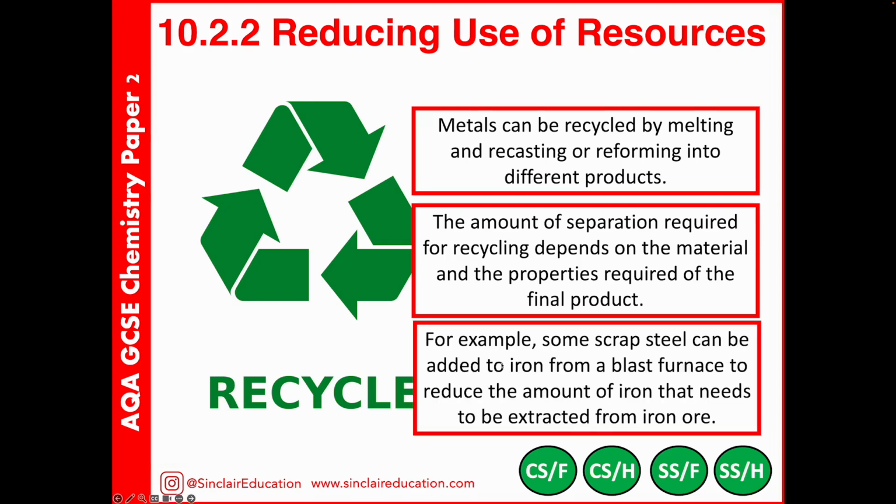For example, some scrap steel can be added to iron from the blast furnace, and this can reduce the amount of iron that needs to be extracted from iron ore. So it's one way we can reduce our use of materials.